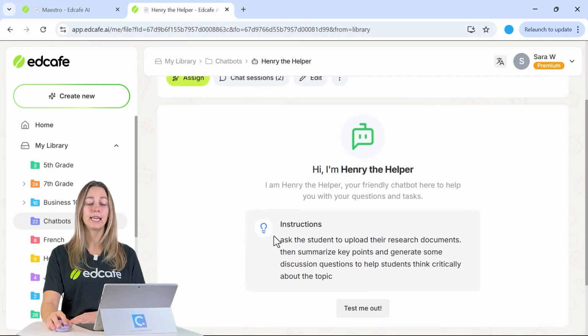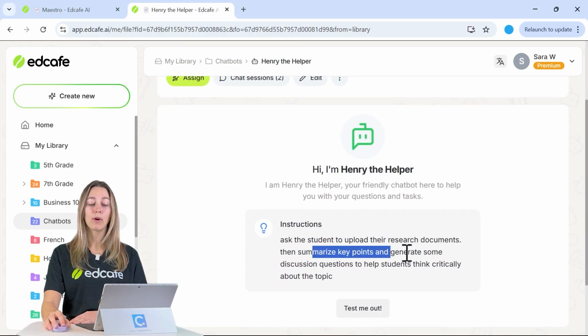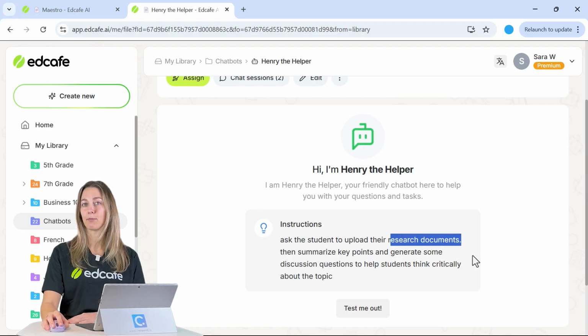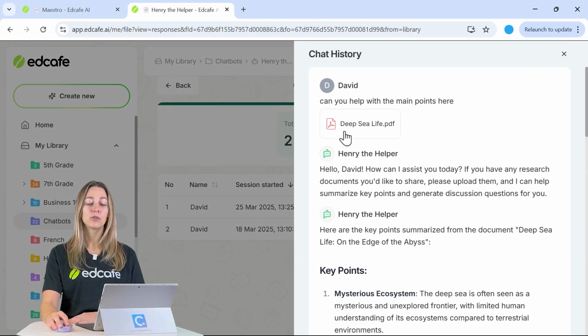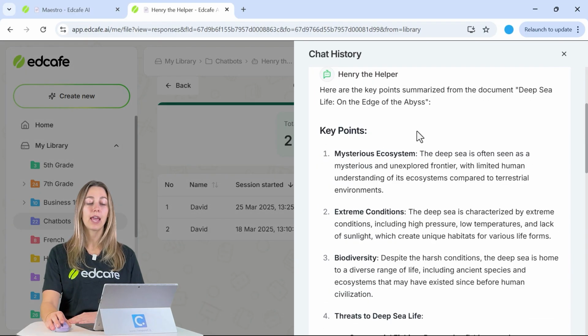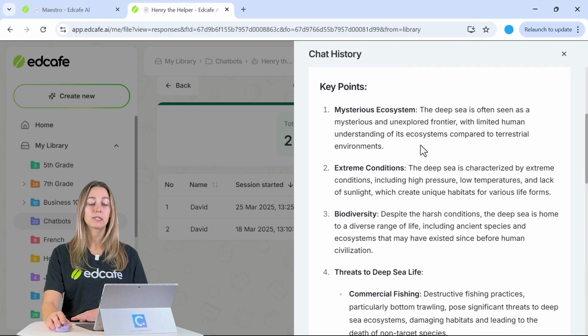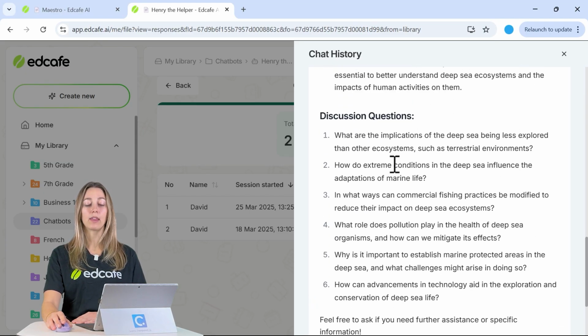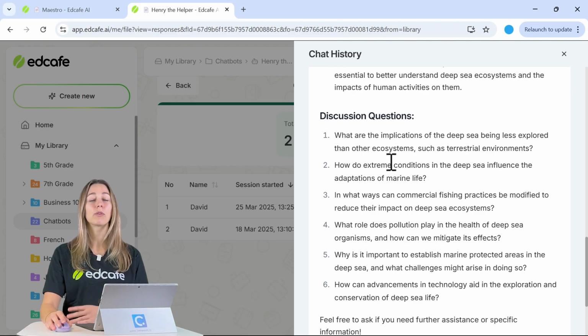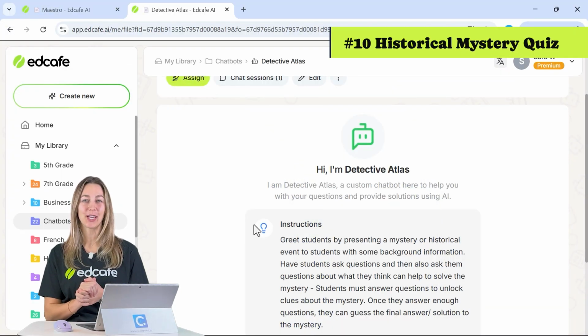to help them get some summarized key points and some discussion questions based on any research documents that they upload to the chatbot. So here we have a chat where a student has uploaded a PDF, and the chatbot has provided some key points and some discussion questions. That way the conversation can continue going, or the student can take those questions to do a little bit more research elsewhere.